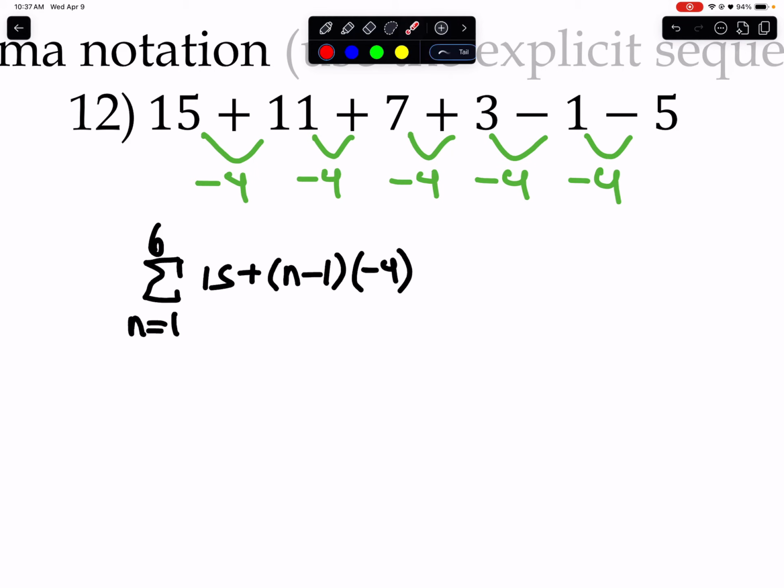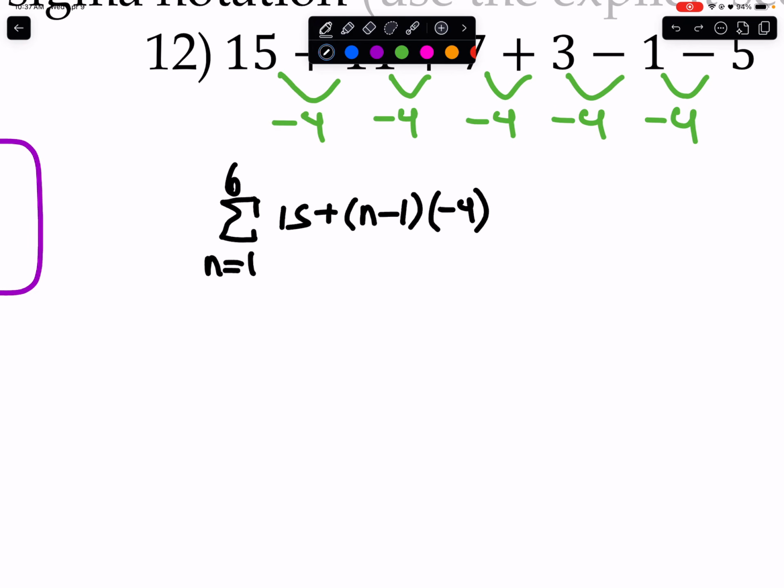Now, another very important note, make sure you're writing that negative here in parentheses, because if I don't write the parentheses, it looks like I'm subtracting 4 instead of multiplying it times a -4. So that notation is very, very, very important. So now we're going to convert, so I'm going to distribute this -4.